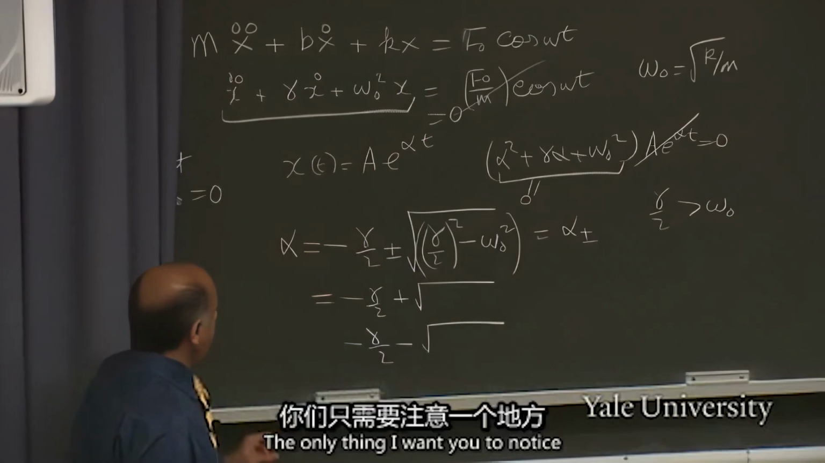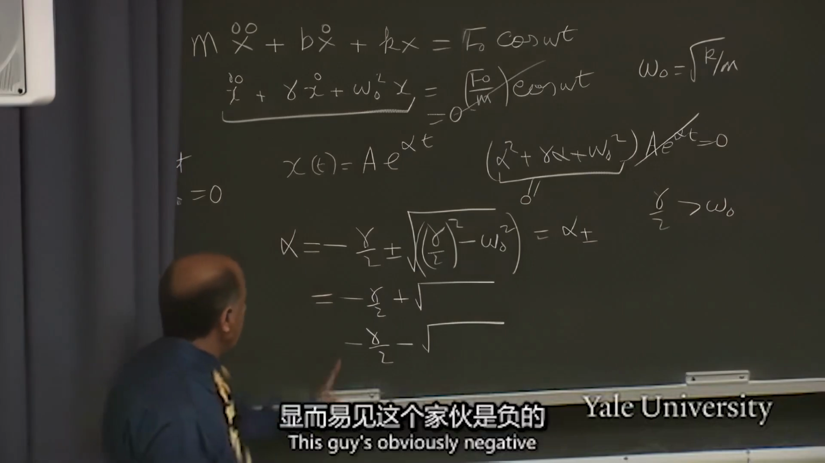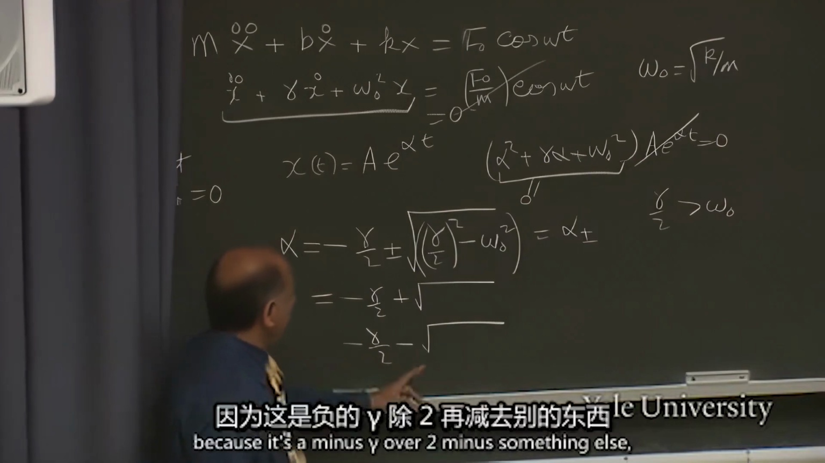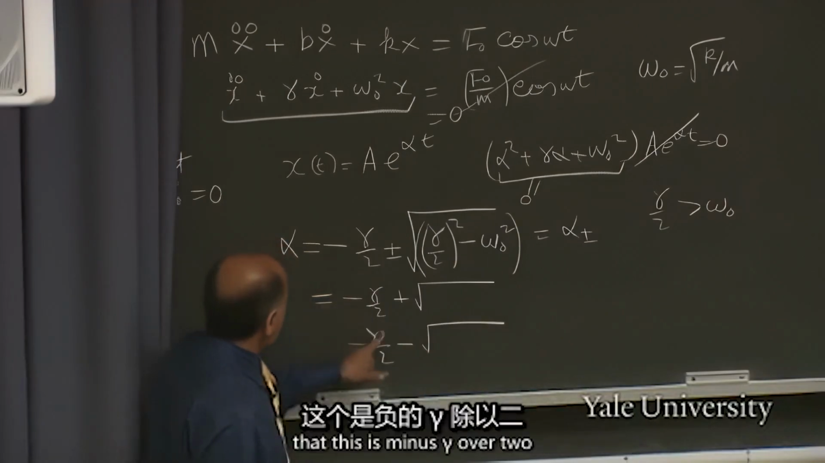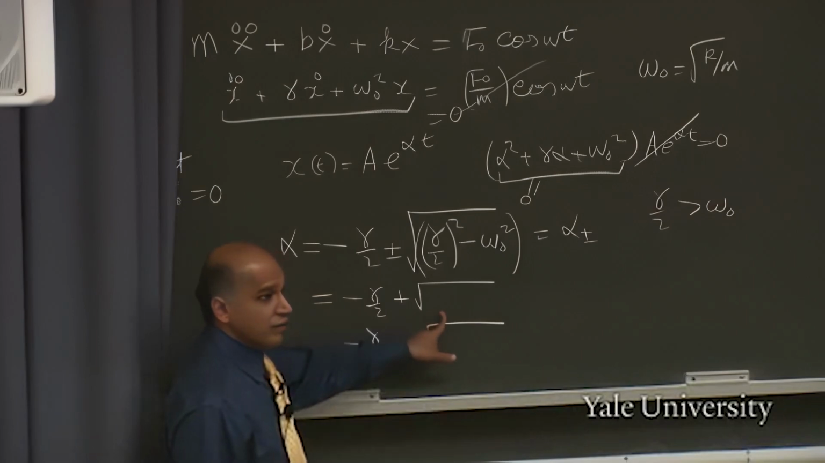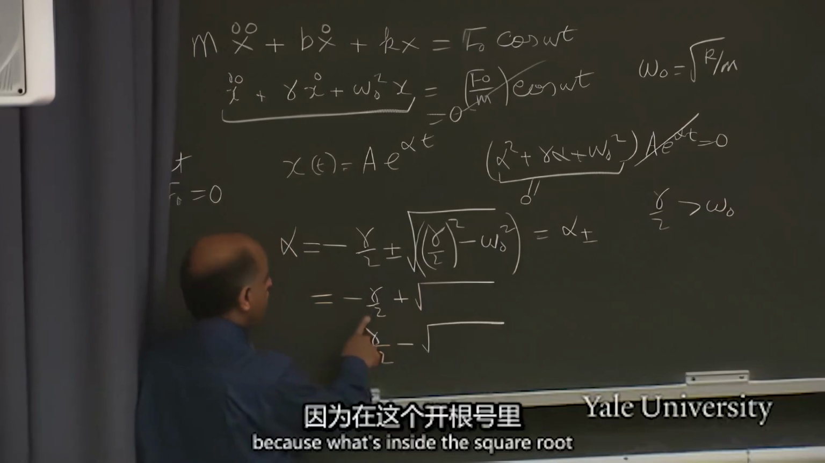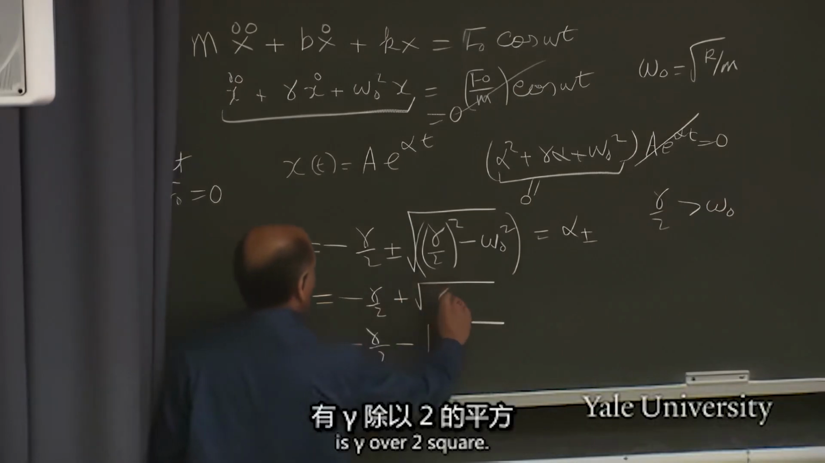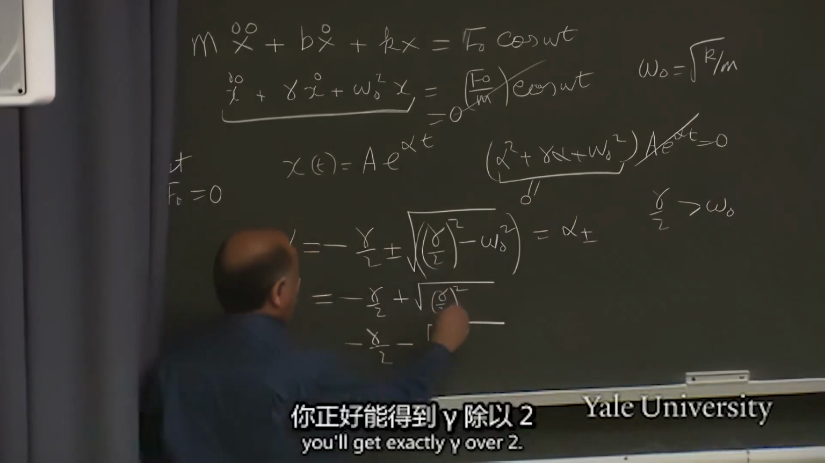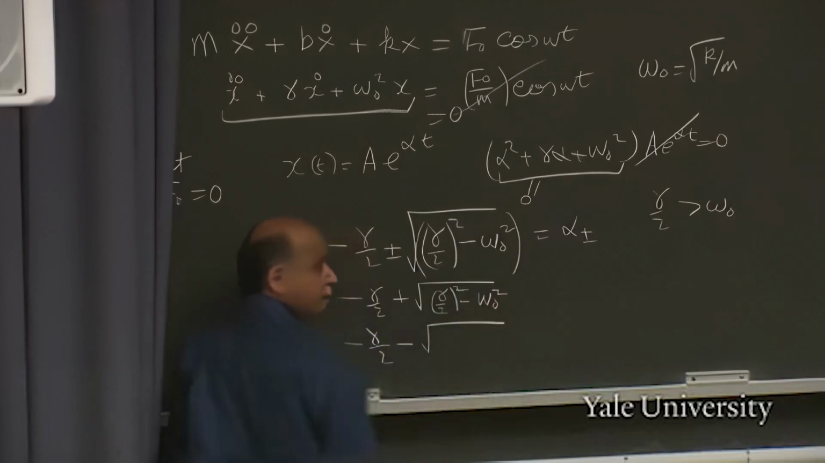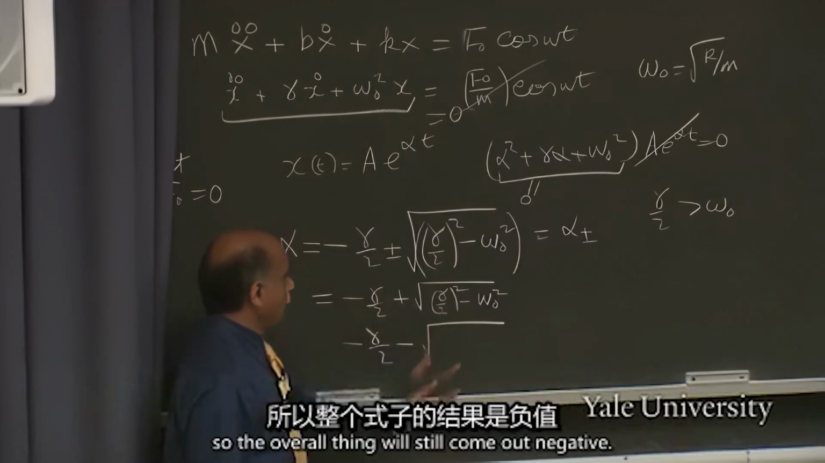The only thing I want you to notice is that both these roots are negative. This one is obviously negative because it's minus gamma over 2 minus something else. So that's definitely negative. You may be a little worried here that this is minus gamma over 2 and this is plus something. But the plus something is smaller than the minus something, because what's inside the square root is gamma over 2 squared. If you took the square root of that, you will get exactly gamma over 2. But you're taking away from it this number. Therefore, this square root is smaller than this number. So the overall thing will still come out negative.